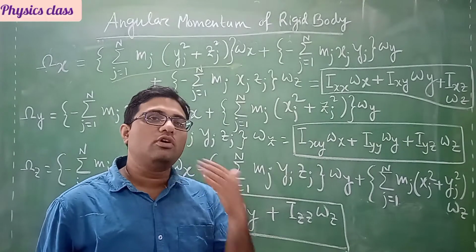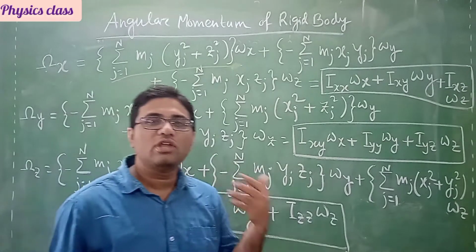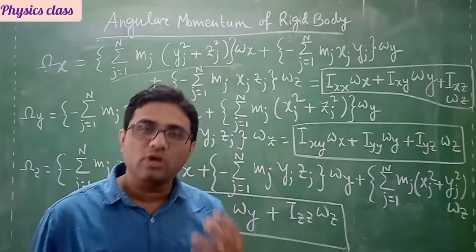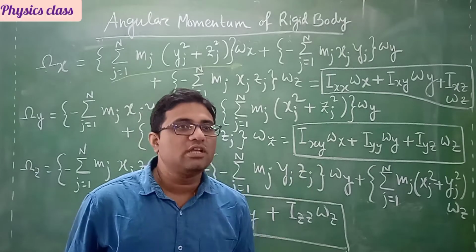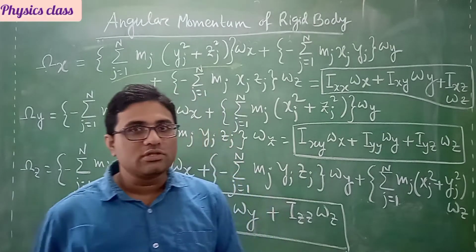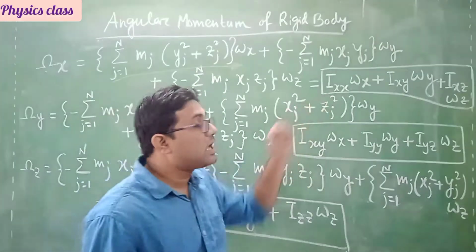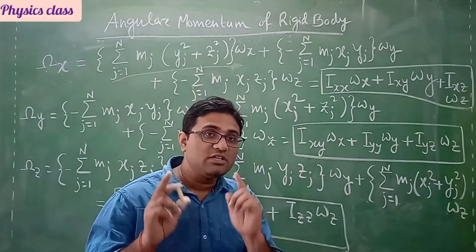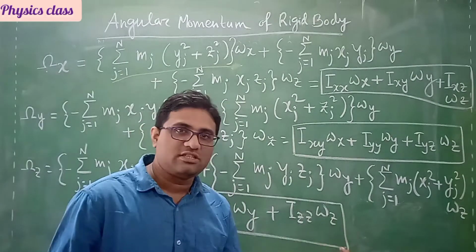Okay, so if we consider that the axis is the x-axis and your body is rotating about the x-axis, the moment of inertia you will write as Ix. Now if you consider the rotation is about the y-axis, then in that case Iy. If you consider the rotation about the z-axis, Iz. But here I am writing Ixx. So please remember Ixx here is similar to your Ix.